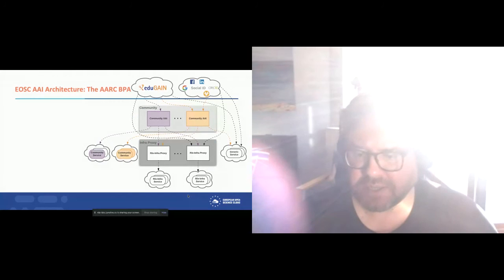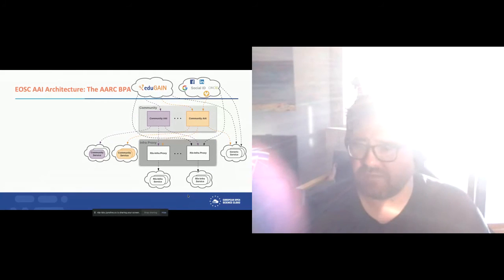So the blueprint architecture, how it looks if you start putting some community AAIs together with infrastructure proxies, starts to look a bit like spaghetti, because we have the user journeys where the user tries to access a service provided by a given research infrastructure. They will click to authenticate. They will be part perhaps of a given collaboration, go to the community AAI to authenticate. There they can select their home institution to authenticate, let's say a university in France, authenticate, get the community extra attributes, and access the service based on that.